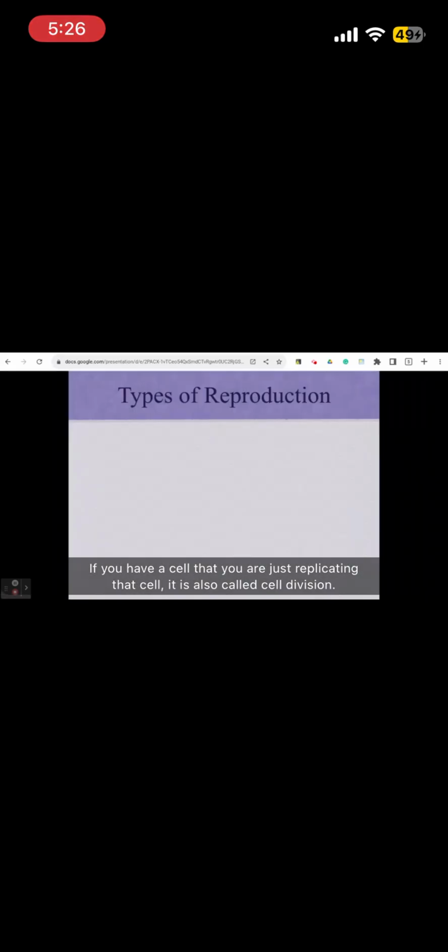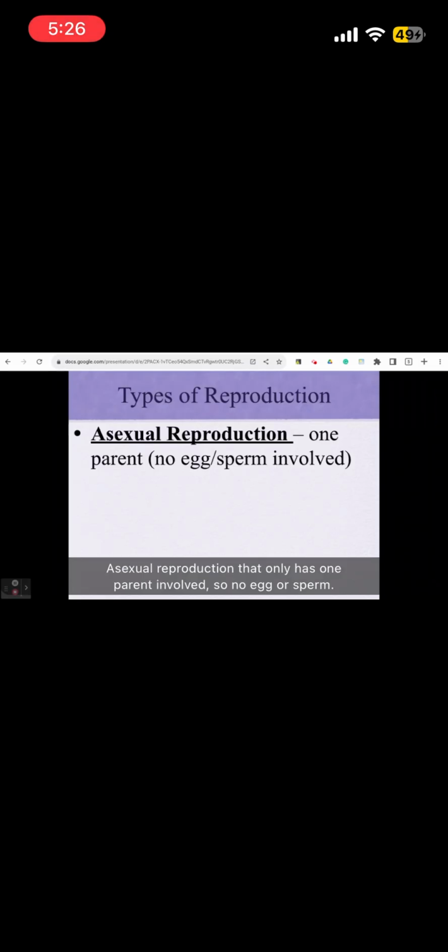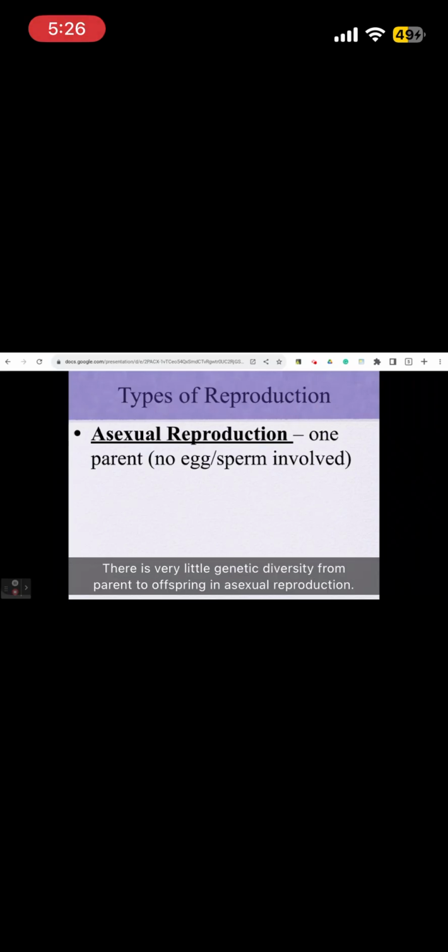Cell reproduction is also known as cell division. So if you have a cell that you are just replicating, it is also called cell division. As we've talked about before, there are two types of reproduction: asexual reproduction that only has one parent involved, so no egg or sperm. And when this organism divides, it makes a copy of itself and its DNA. So there is very little genetic diversity from parent to offspring in asexual reproduction.